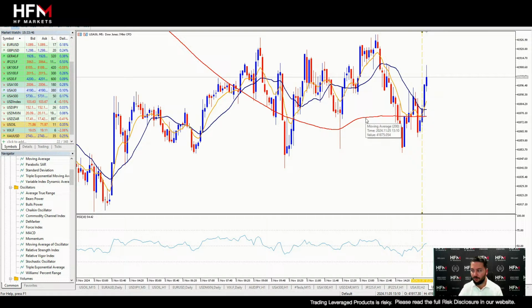We're above the 200 bar exponential moving average and we're above the 50 on the RSI. So that's indicating a very, very slight bullish bias. But again, we need to be cautious about that volatility, especially during elections.